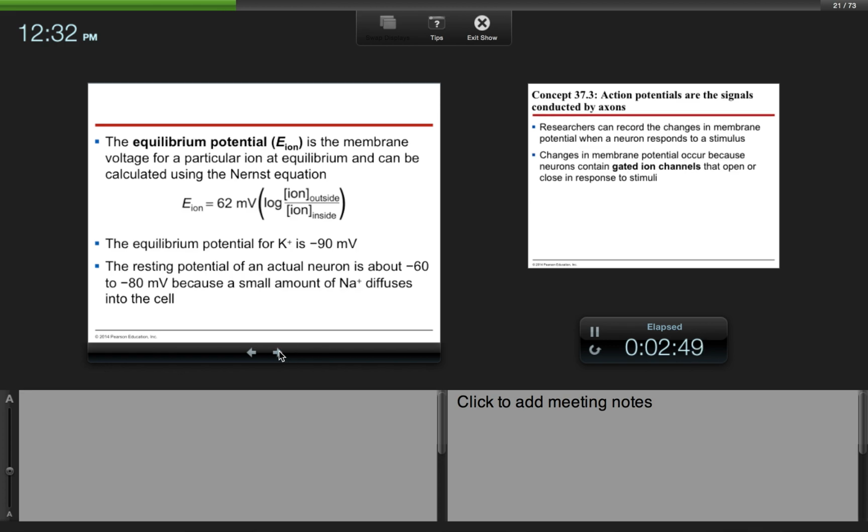The equilibrium potential is the membrane voltage for a particular ion at equilibrium and can be calculated using the Nernst equation. The equilibrium potential for potassium is negative 90 millivolts. The resting potential of an actual neuron is about negative 60 to negative 80 millivolts because of a small amount of sodium ions that diffuse into the cells.